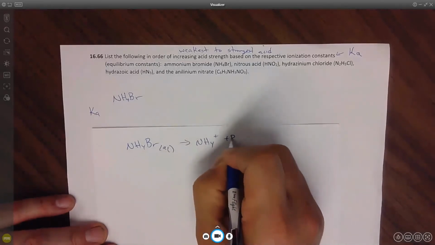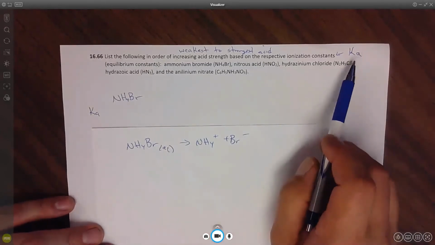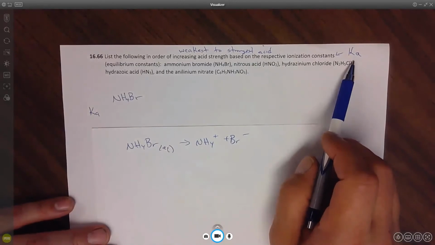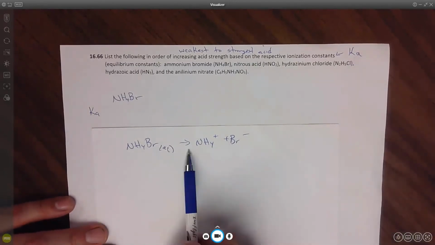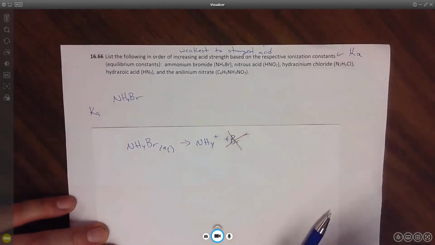and the bromide ion. Well, for these ions to have a Ka value associated with it means that the ions must hydrolyze. They must react with water. Will either one of these ions not hydrolyze? Bromide won't. Yeah, right. The bromide is the conjugate base of a strong acid.